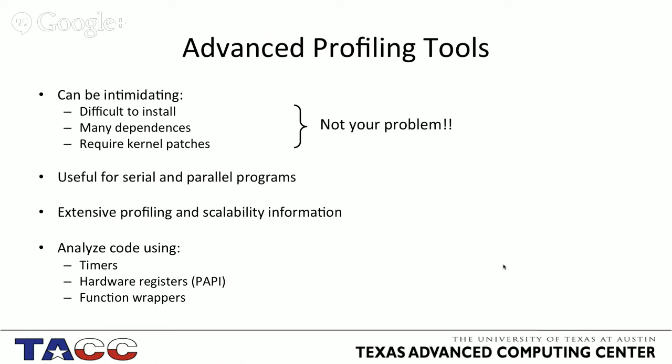Most of these, like IPM, gprof, and PAPI, which I'm going to describe in a minute, collect information about both the MPI performance and the throughput of a serial code.